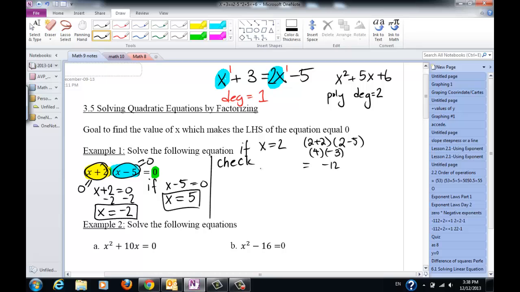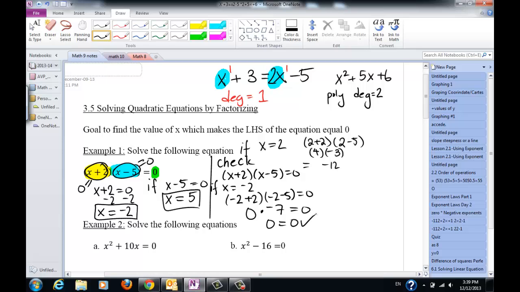My actual equation was x plus 2 multiplied by x minus 5 is equal to 0. So again, I'm trying to find the number for x that makes it so that the left-hand side is equal to 0. Now, we just found that x equals negative 2. So if x equals negative 2, I get negative 2 plus 2 multiplied by negative 2 minus 5 is equal to 0. Negative 2 plus 2 is 0. Negative 2 minus 5 is negative 7. And in fact, 0 times negative 7 is 0, and 0 equals 0. So that would be correct.